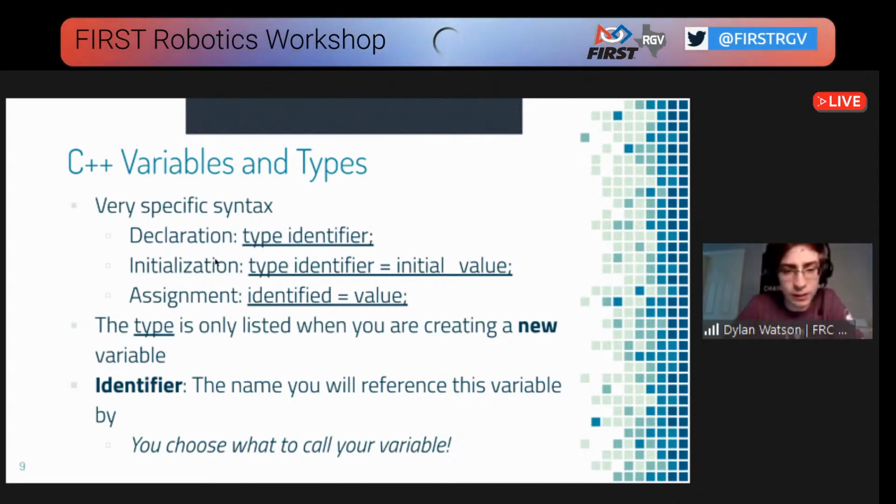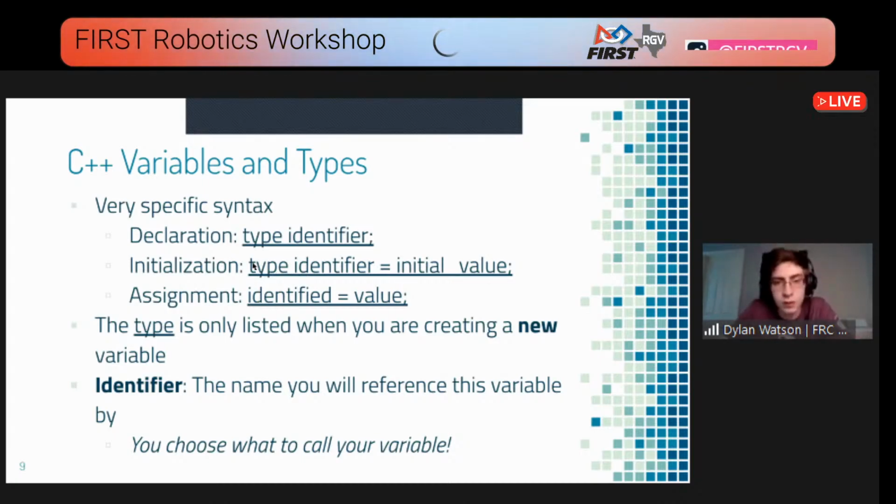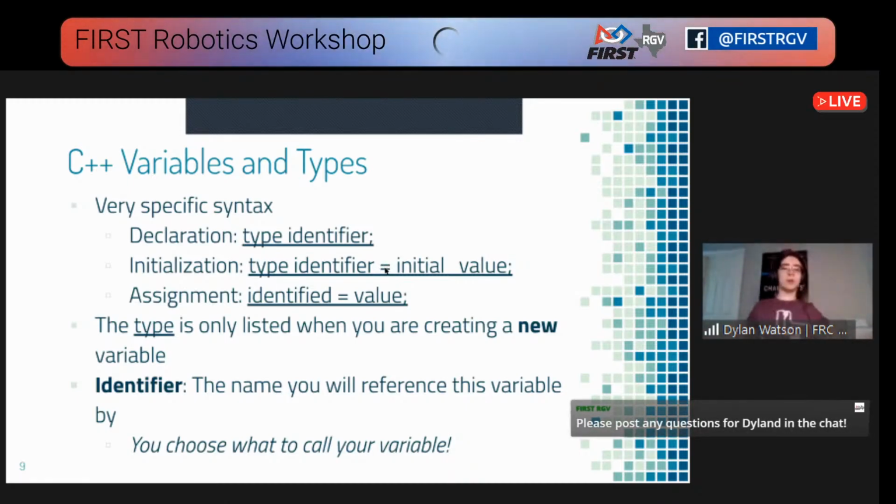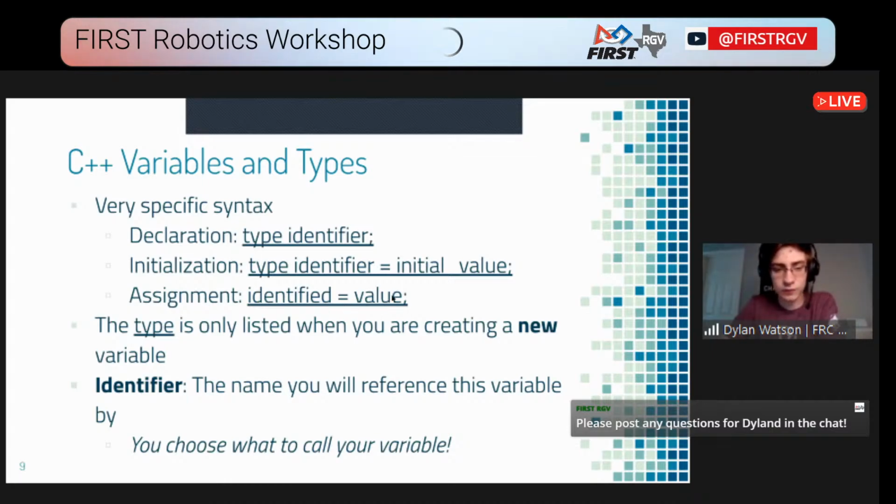Then you've got initialization. Initialization is your identifier equals, so that's an assignment operator. We'll get to that later, but basically it's assigning a value to the variable. It equals the initial value. And then assignment is, that's supposed to say identifier, not identified, my bad, equals value. So let's look at this in practice here.